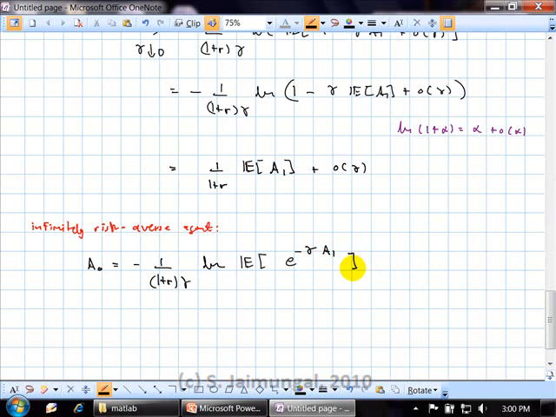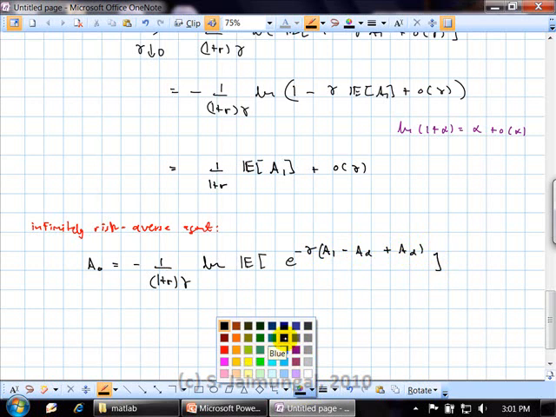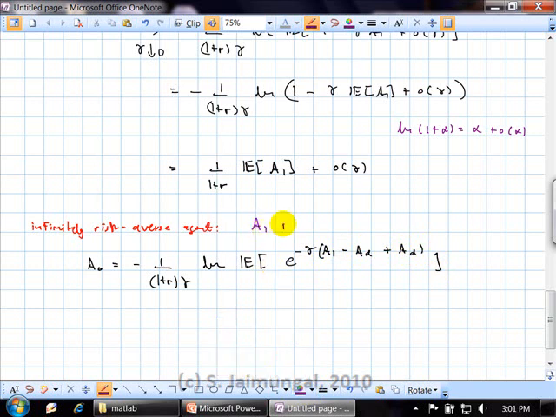What I'm going to do is, okay, this is something that's bigger than or equal to AD. So I'm going to add and subtract AD in that exponential so that what I end up with is a random variable that's greater than or equal to zero, because it's bounded. I'm going to subtract AD plus AD. I'm perfectly allowed to do that, aren't I? And here, I'm going to put an extra requirement: A1 is bounded from below by AD. Okay?